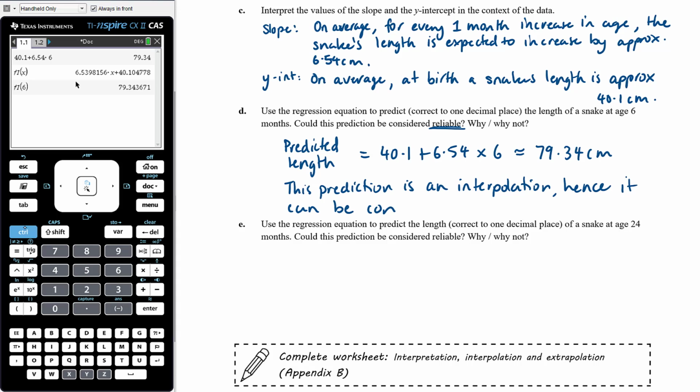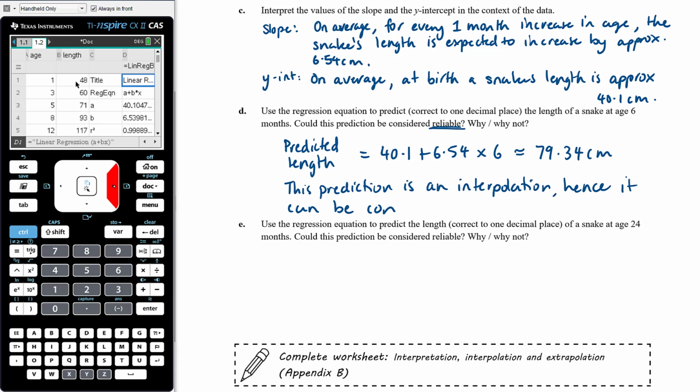Let's just have a quick look. Let me go back over to my regression in my CAS. We've also got coefficient of determination of 0.99, so almost 100% certainty. So actually this is a very, very strong prediction. Prediction is an interpolation, sorry, very accurate prediction. Hence, it can be considered reliable. So you've got a strong association within that range of values. So an interpolation with such a strong association is certainly a reliable prediction.